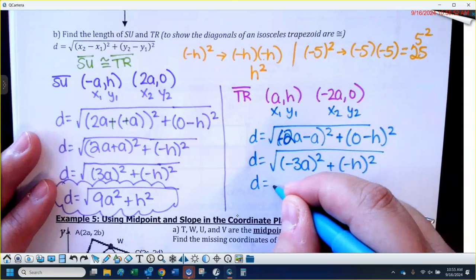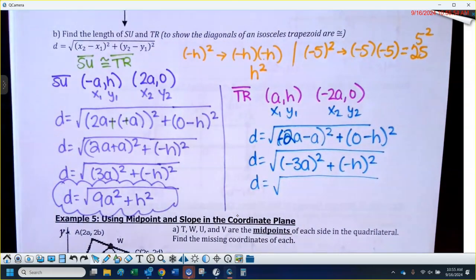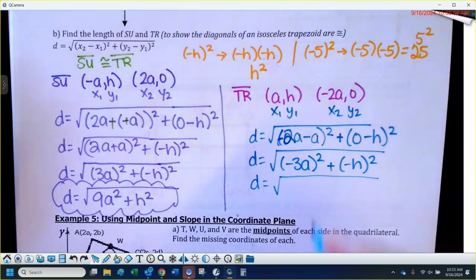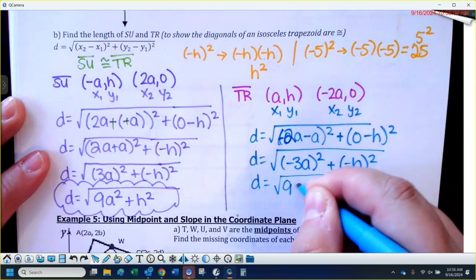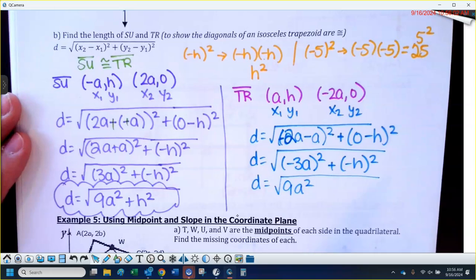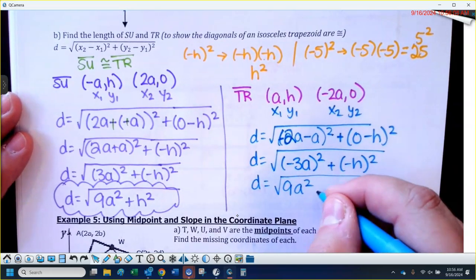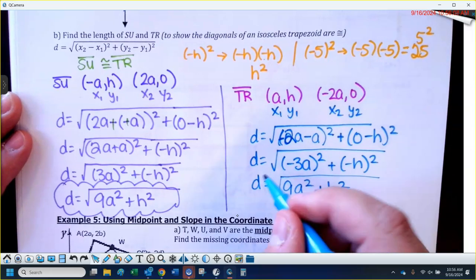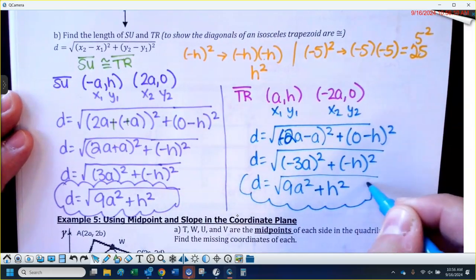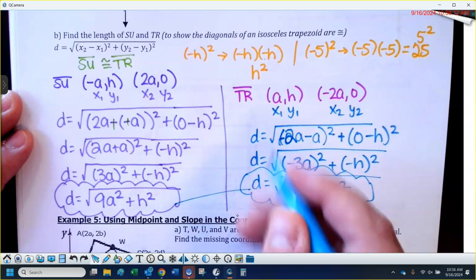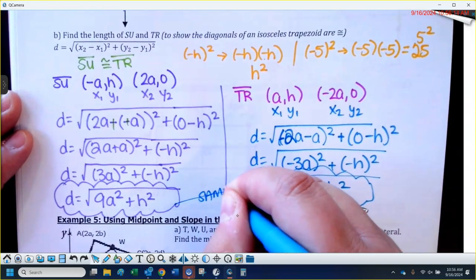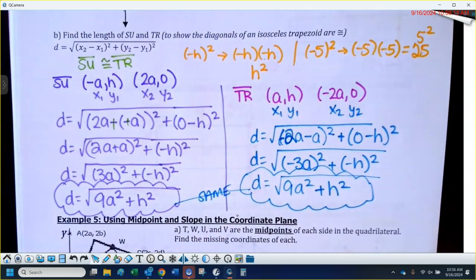Now, super similar to the last question. If you square negative 3, negative 3 times negative 3 becomes 9. A squared would just be a squared. And this is identical to what I have written up here. Negative h times negative h is plus h squared. And because I showed that these two are the same, that proves that they are the same distance. And I know this is complicated with all these variables, but that's what we're looking for.